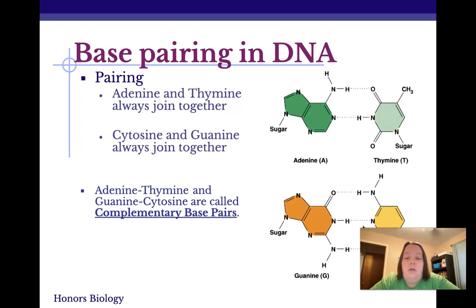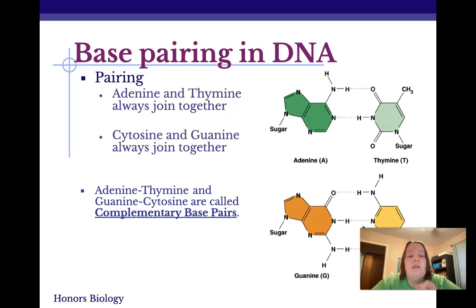And then we're going to talk a little bit about how our bases pair. So we talked about our 4 bases, A, T, G, and C, or adenine, thymine, guanine, and cytosine. And they always pair a certain way. A always pairs with T. So adenine and thymine go together, while cytosine and guanine, or C and G, always pair together.